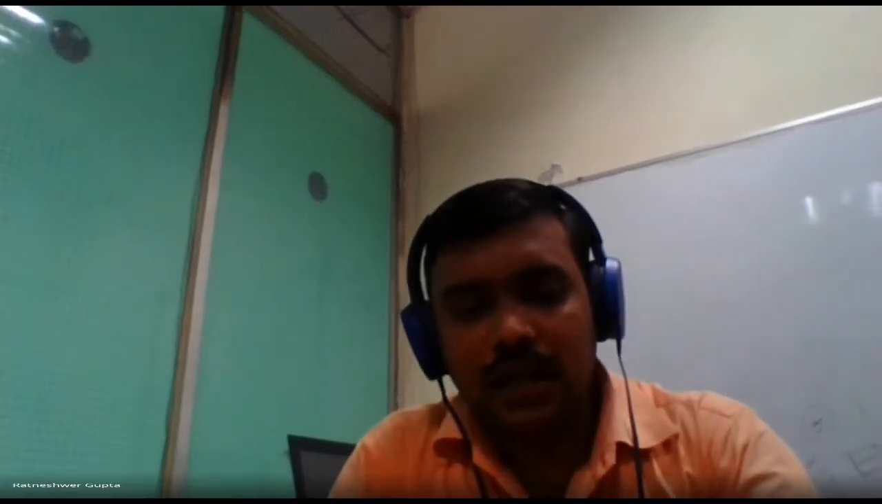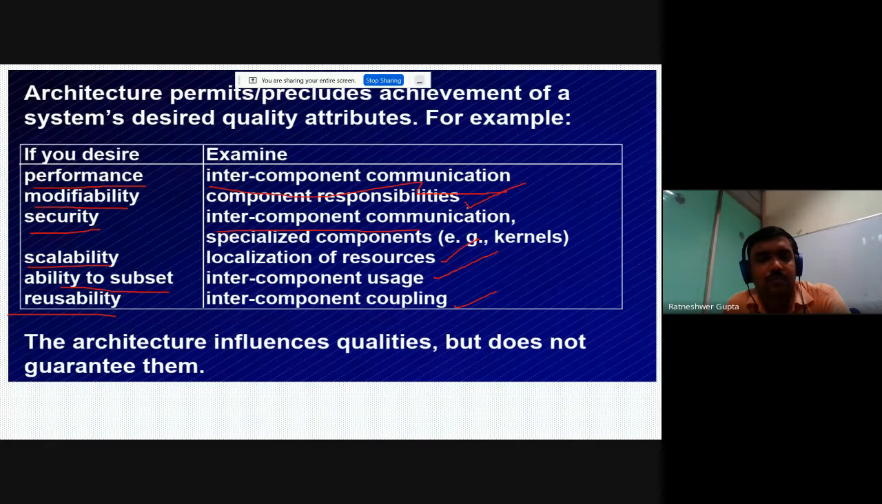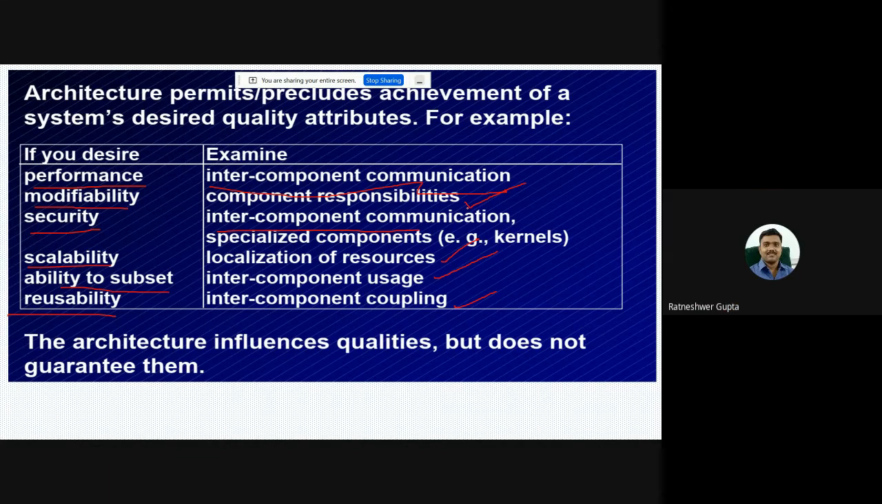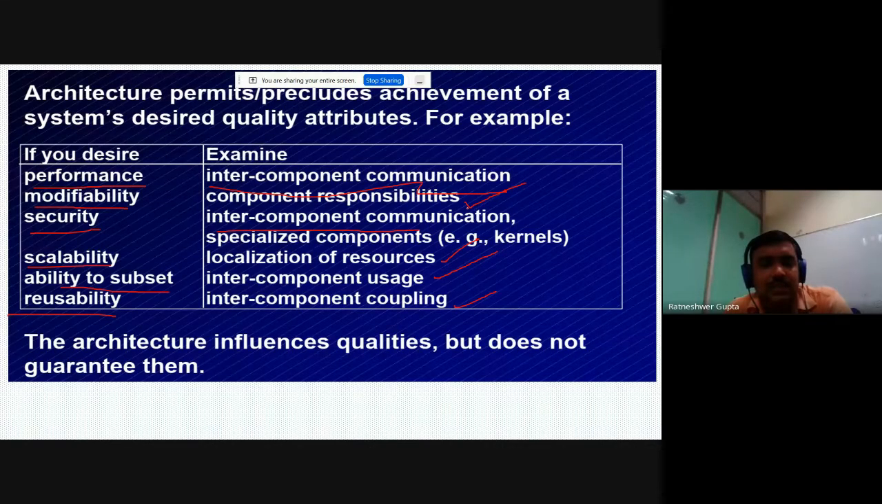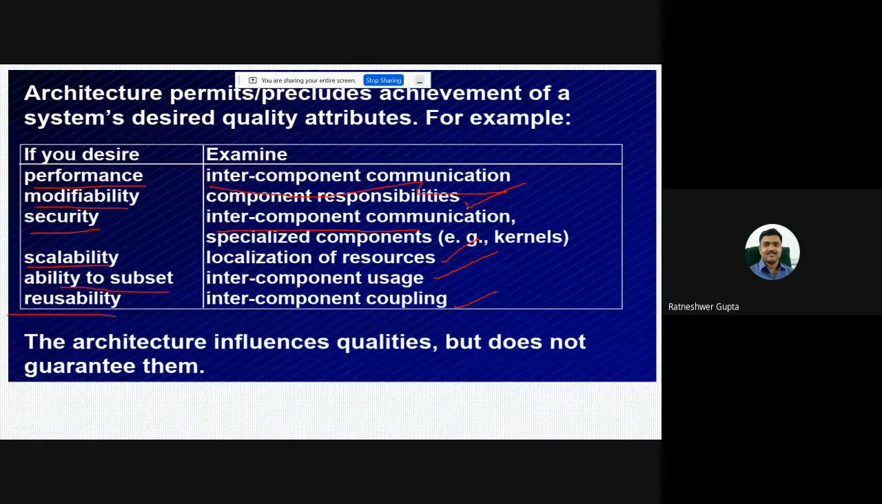So here we have to check what the possible architectures are and for what possible criteria this architecture needs to be tested. For different types of functionality, there are different types of examination methods. Based on these examination methods, we can decide whether this particular architecture is performing better against a particular criterion. Now, one thing is that this architecture influences the qualities but does not guarantee them.